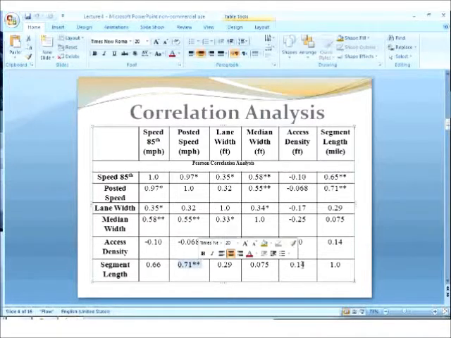On the other hand, if we see here, let's see, the access density, let's say it's negatively related with the posted speed, and negatively related with the lane width. So as the number of accesses increases, the lane width decreases. The columns give us the correlations between the independent variables and the dependent variables as well. The first row is giving us the correlation between the dependent variable and other independent variables.